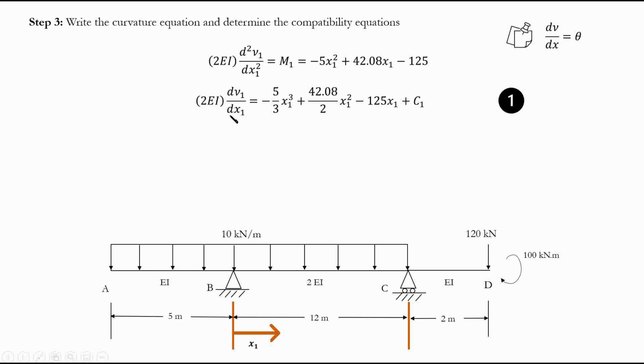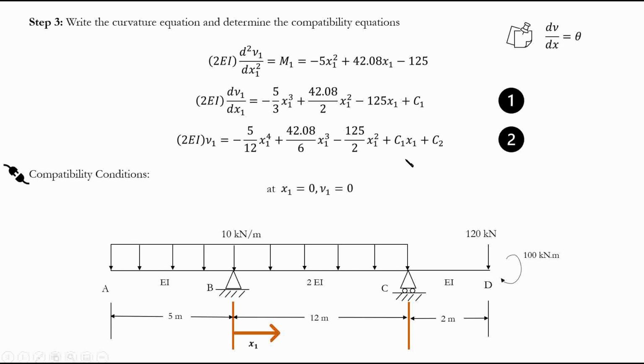Later, we're going to deal with it in our calculations. And then if I take the integral of this once more, I'm going to end up with 2EI ν1 equals this. Again, it's just a simple integration, plus c1 x1 plus c2. This is the second constant of integration. So I have 2 constants of integration.